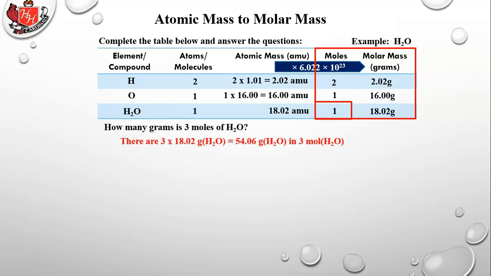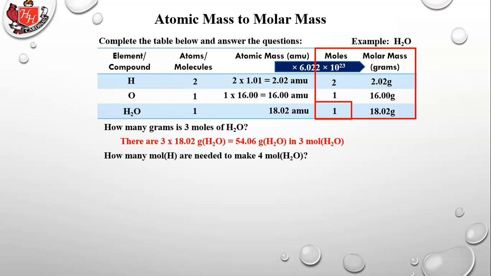So there are 3 times 18.02 grams of H2O, which is 54.06 grams of H2O in 3 moles. So in other words, that 1 that's in the little red box, you change that to a 3. You don't want 1 mole, you want 3 moles. You multiply that by 3. So therefore, it's asking you for grams. So you would take the water, so that would be 18.02 times 3, and that will give you 54.06.